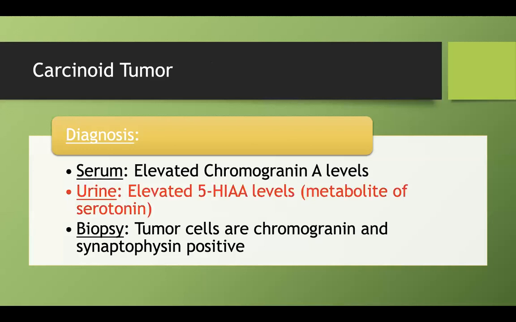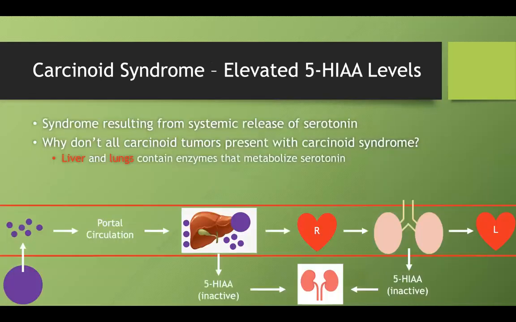Keep in mind that elevated 5-HIAA level, they really love to test that in the urine. And this is from our small intestine lecture. The reason why that's so high is that once serotonin is metabolized in either your liver or your lungs, it'll be metabolized into this 5-HIAA compound, which ultimately gets excreted. So you can measure that in the urine.